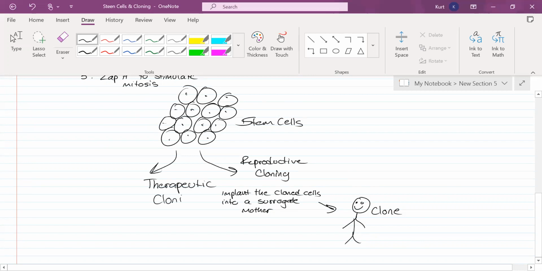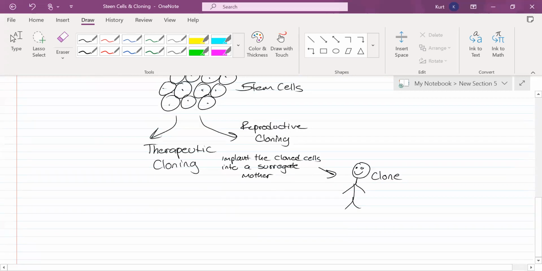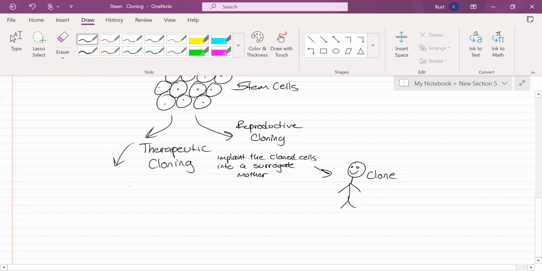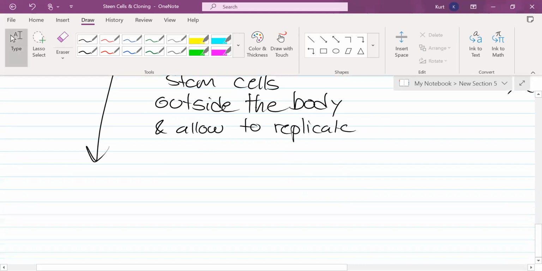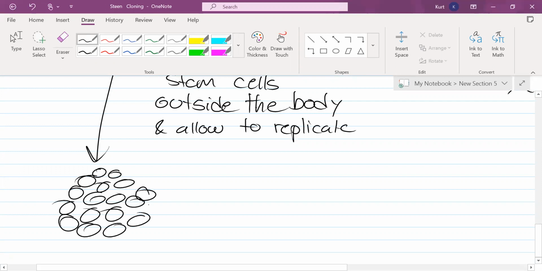Let's say Ben had kidney failure and he lost his kidney. It's gone. Well, what you do is you keep the stem cells outside the body. You do not put them in the mother. You do not put them anywhere except in a lab. You keep the stem cells outside the body and allow them to replicate over and over and over. And so you're going to just get tons and tons of cells. I can do this all day, running low on time. Hope you get the idea.